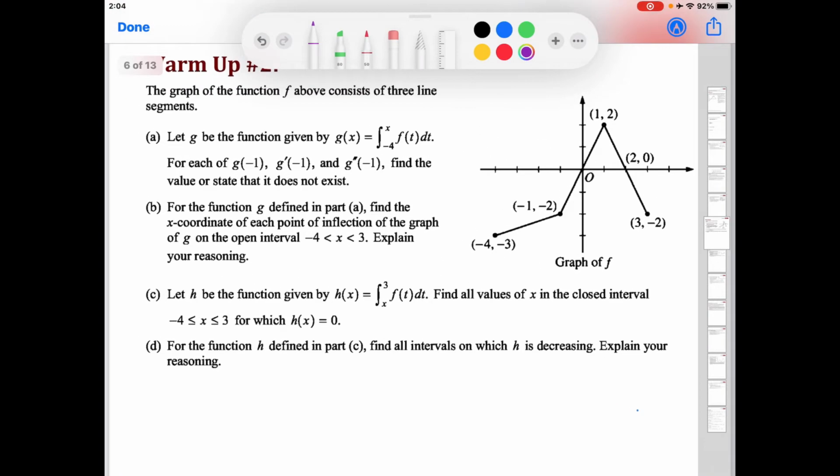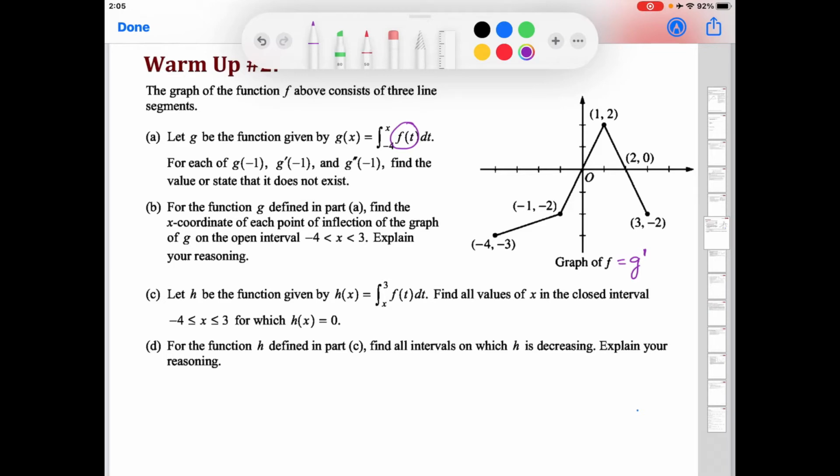The warm-up states the graph of the function f above consists of 3 line segments. Let g be the function given by g of x equals the integral from -4 to x of f of t dt. Before I go further, I first want to identify what graph it is. It says it's the graph of f. Remember, this is your derivative, so f is the same thing as your g prime graph. So the derivative graph is given to us.